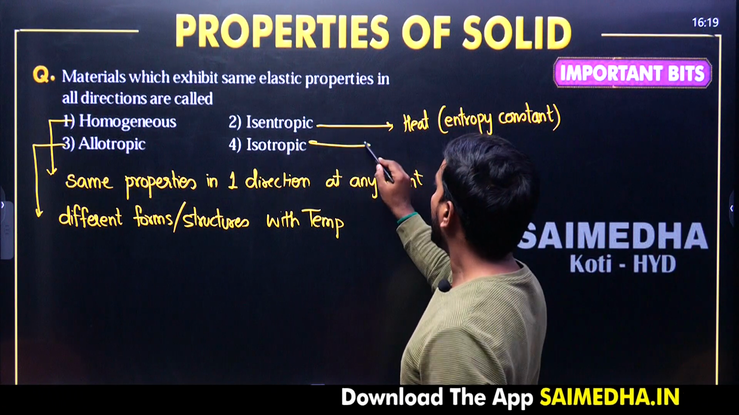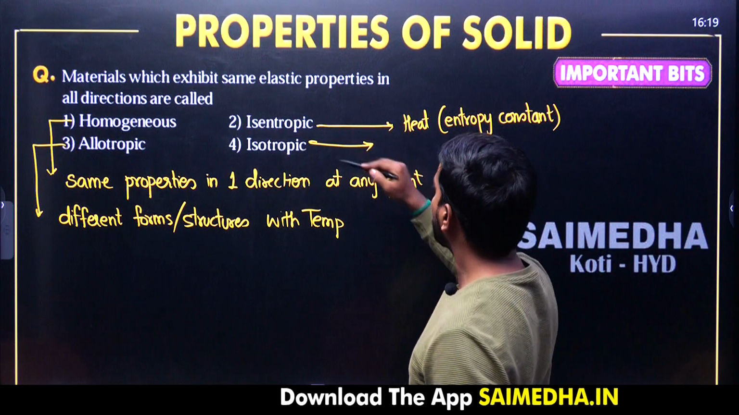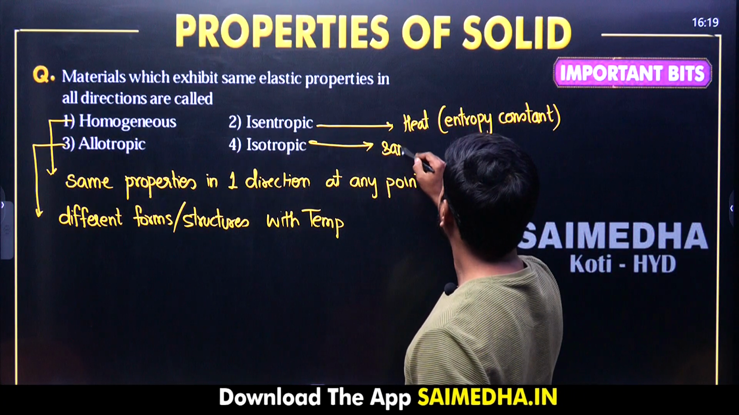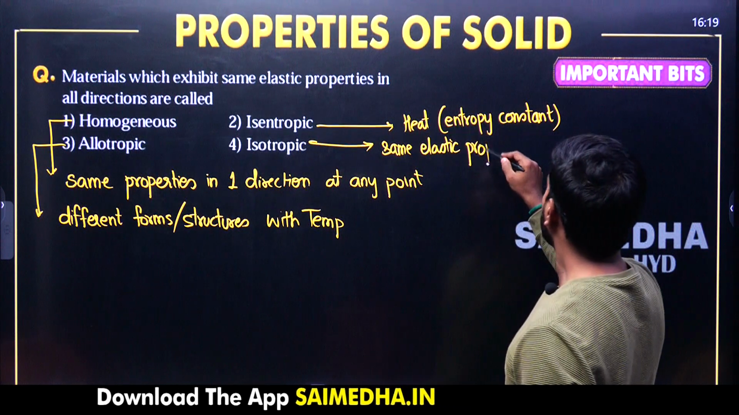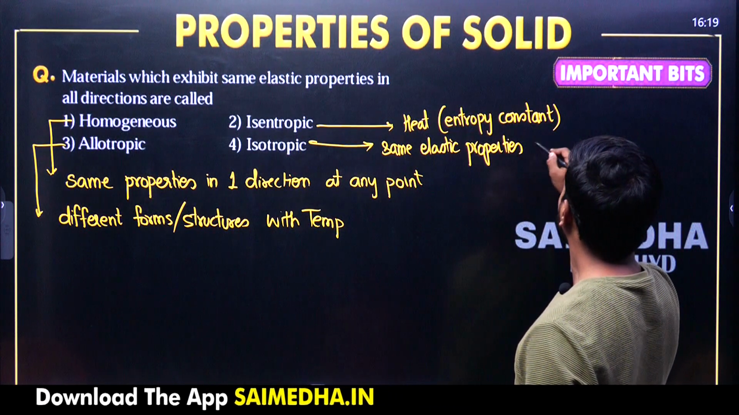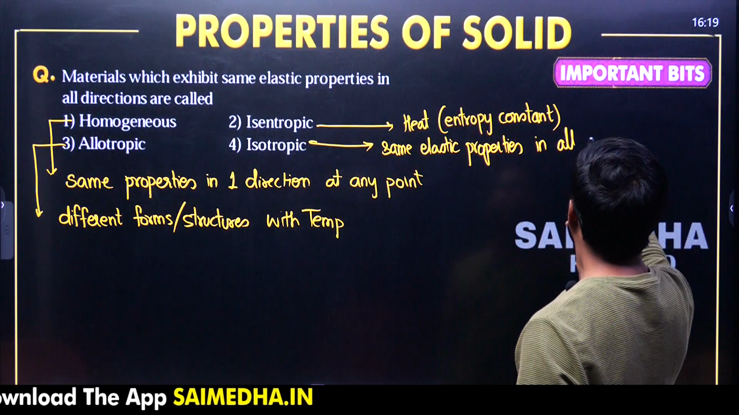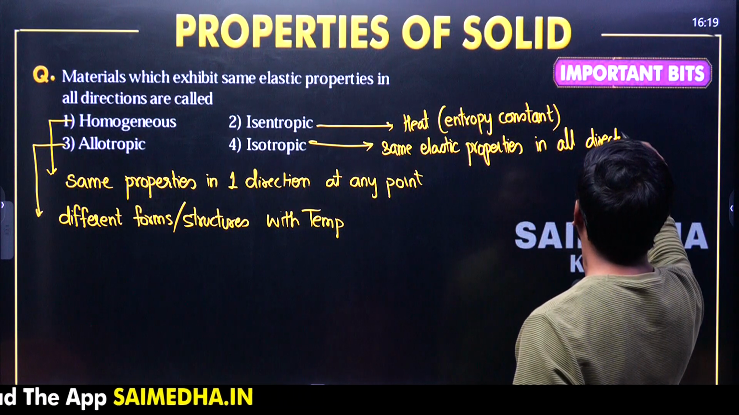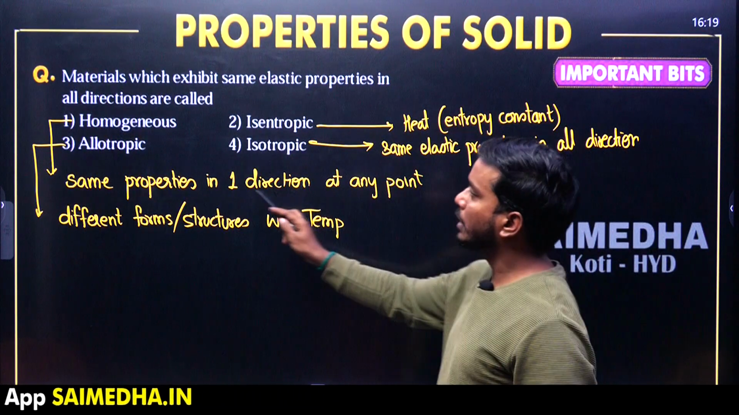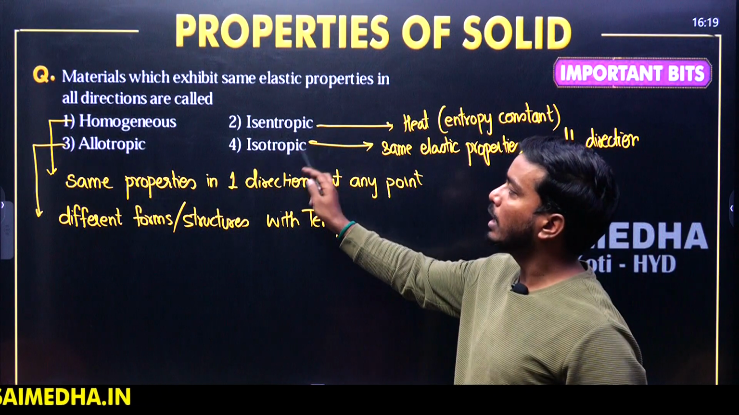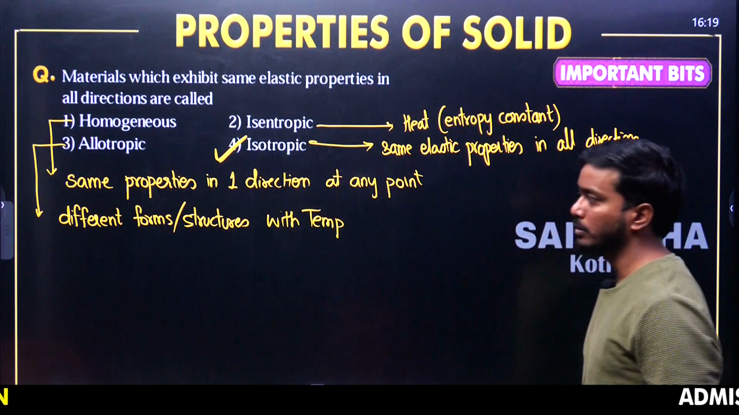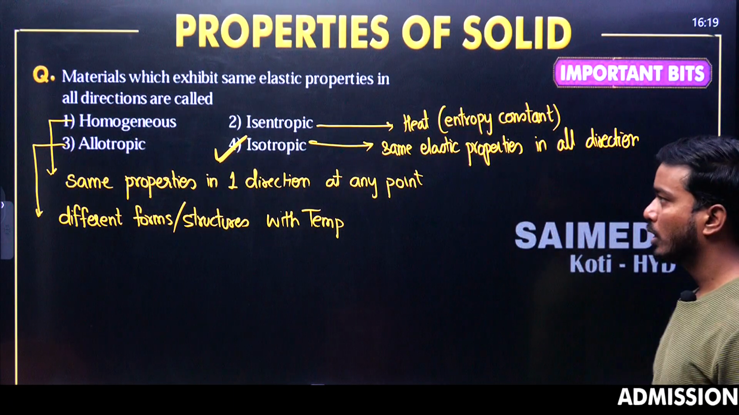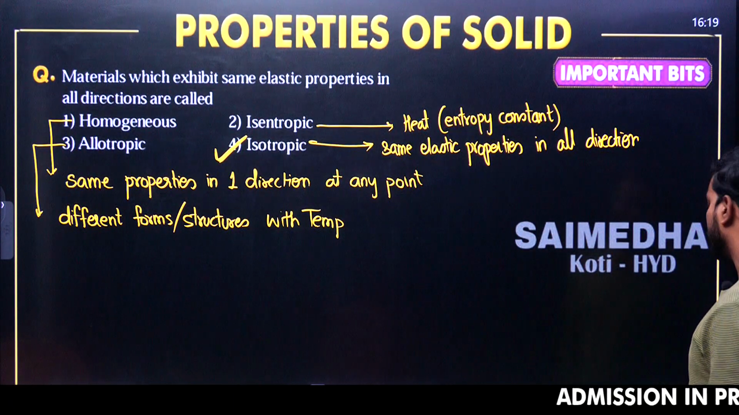Isotropic. Isotropic is, now this is our answer, that is same elastic properties in all directions. Homogeneous is talking about one direction. All directions is isotropic. So what is the correct answer now? Isotropic is going to become your correct answer. Okay. Moving on to the next question.